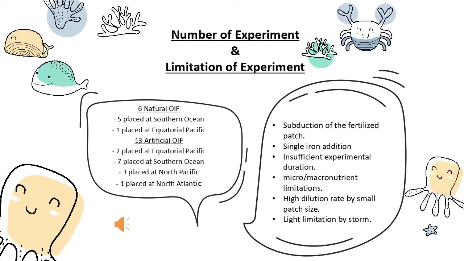The limitations of the experiment, which have been discovered by the scientists, are first, the subduction of the fertilized patch, single iron addition, insufficient experimental duration, micronutrient limitations, high dilution rate by a small patch size, and light limitation by storms.